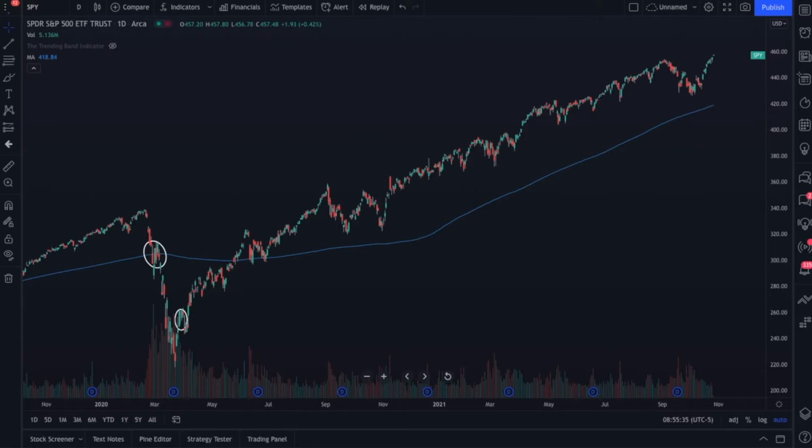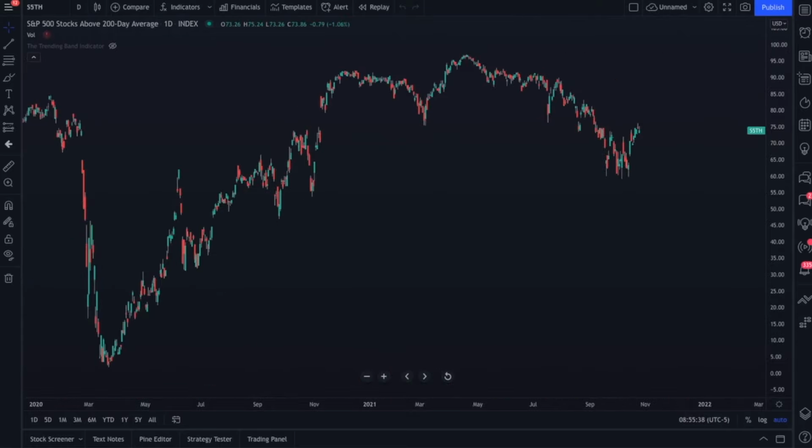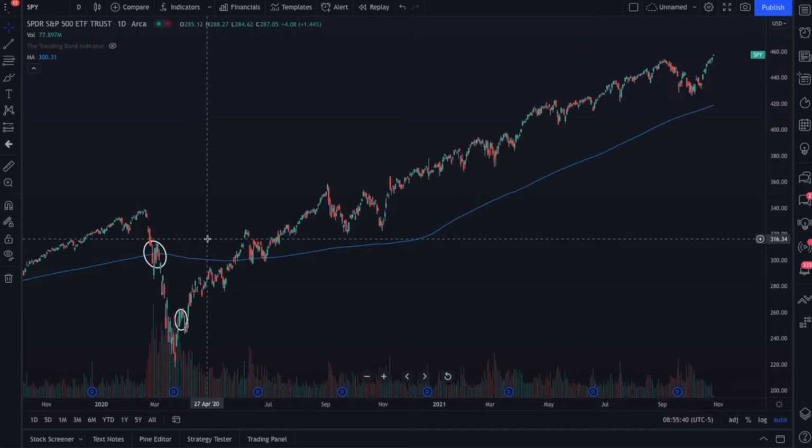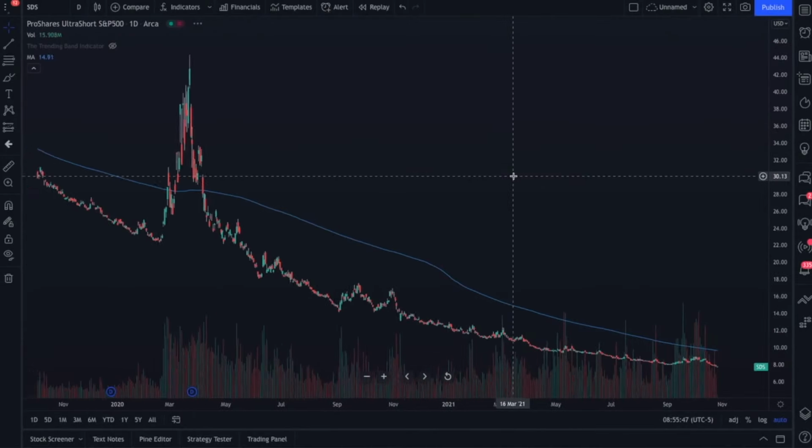Anyways, guys, that's how you can predict crashes. You can use this to give you an advantage, and you can also use the 200-day moving average to give you an advantage of when everything is going to start to crash. So once we know a crash is coming, right, we're going to be looking into our stocks. For instance, SDS, which is a reversal play.